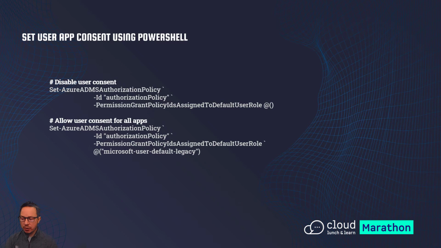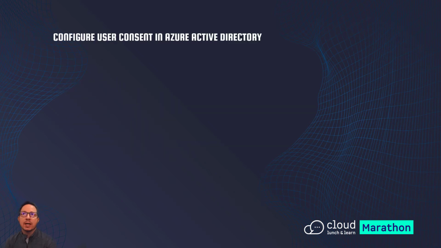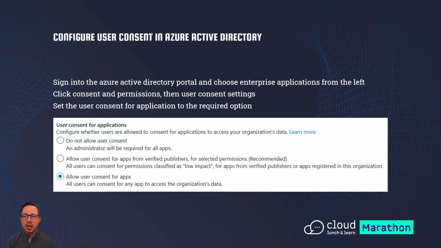So we can first set that using PowerShell, or we can actually configure user consent using Azure Active Directory. So we can sign into the portal, choose Enterprise Applications, click Consent, and then you can see the 3 options available to us. So we've got Do Not Allow, or Allow for verified or published, or allow consent, which clearly is the default value, and that's the option that needs to be changed.